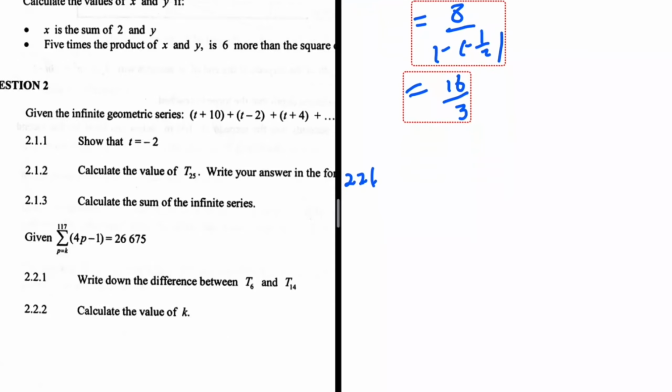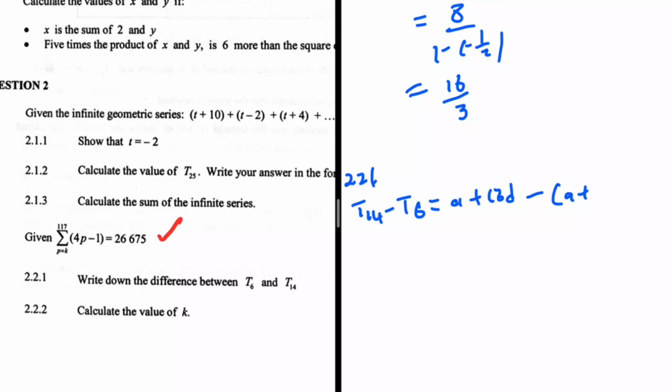So obviously I said, okay, the difference between T6 and T14. Okay, T14 minus T6. When I look at this, I can tell that it is arithmetic, right? So I have A plus 13D minus A plus 5D. Sticking to the basics here. So T14 minus T6 will be equal to A minus A cancels out. So we have 13D minus 5D, which will be 8D. So the difference between T6 and T14 is 8D. So can I find D? Therefore, can I find D?